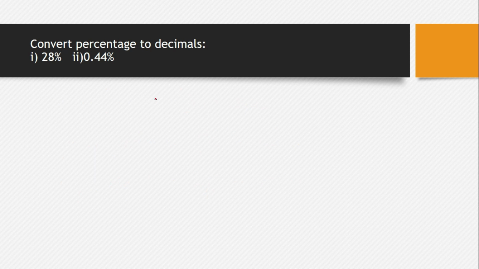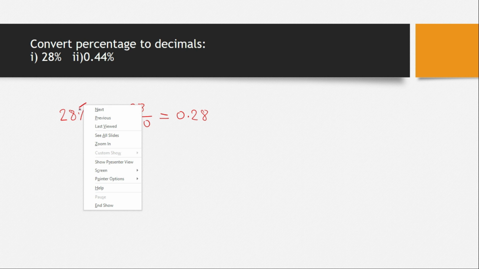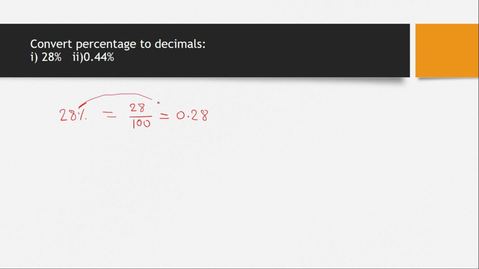Next is convert percentage to decimal. Now first one is 28% can be written as 28 by 100, or if you reduce it, we can write it as 0.28. That means we have converted percentage into decimal.